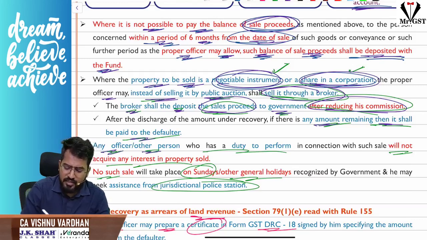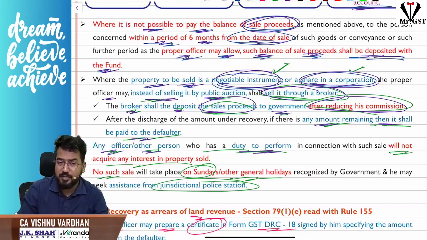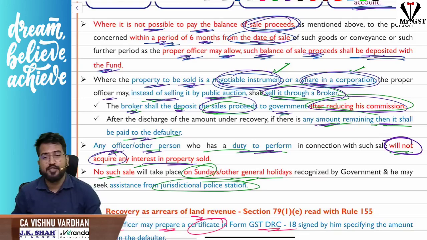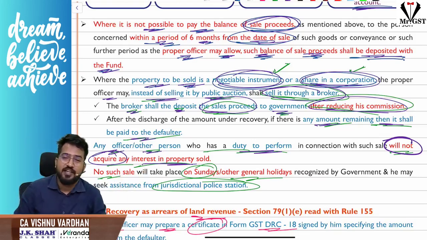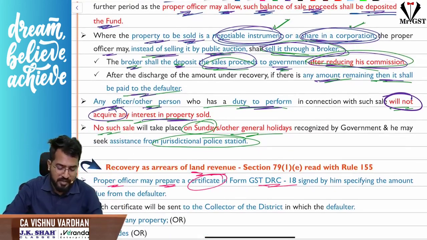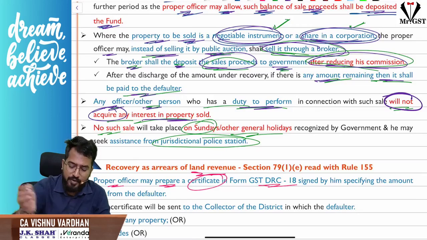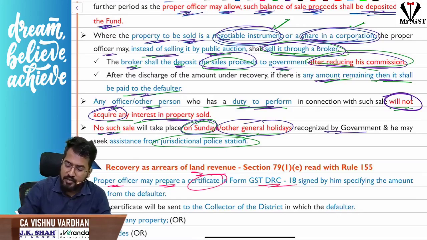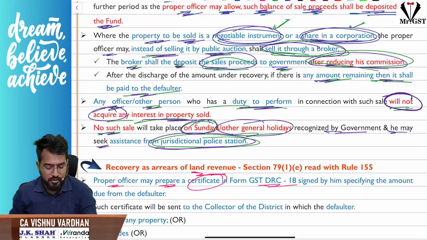Any officer or other person who has a duty to perform with respect to this sale will not acquire any interest in the property. That is an important point. Suppose you are the officer involved in conducting the auction, you should not acquire the interest. It means you should not buy it. You should not say, "Sir, this property is good, I will buy it for a cheap price." And no such sale will take place on Sundays or other general holidays recognized by government, and he may seek assistance from the jurisdictional police station for conducting the auction also. That is how he will recover.